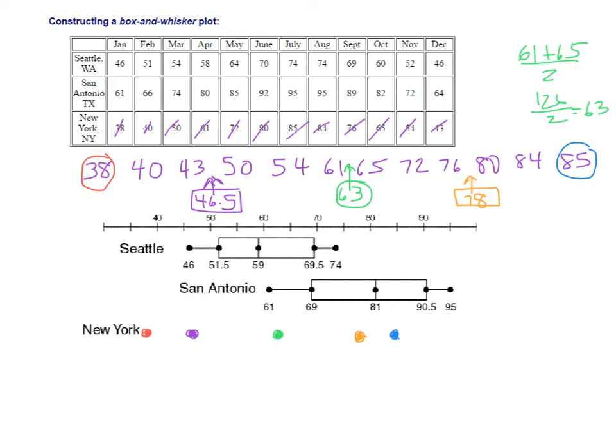All right, so now what we do is we use the minimum and the maximum first, and from there we draw our whiskers to the first and third quartile. So we can draw those lines here and here. Then I'm going to draw a vertical line through my first quartile, my second quartile, and my third quartile. And then I'm going to connect those, and there is our box and whisker plot.